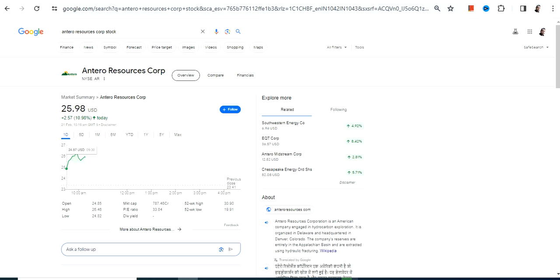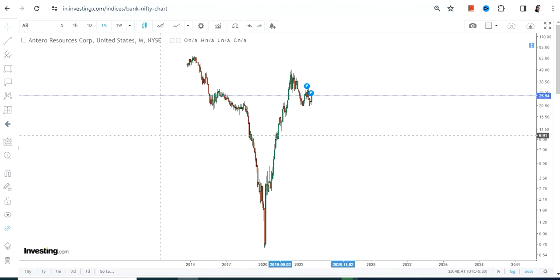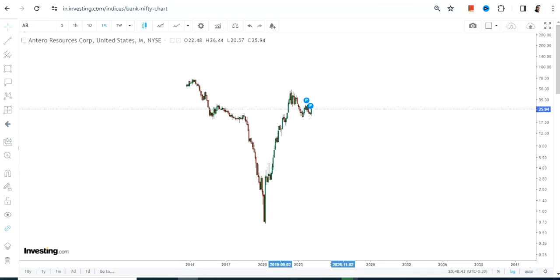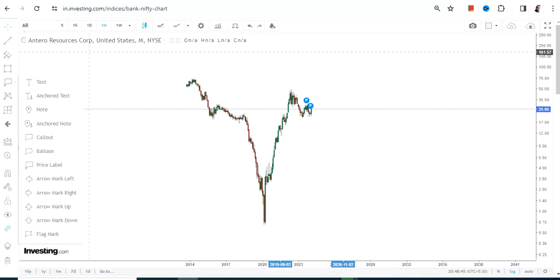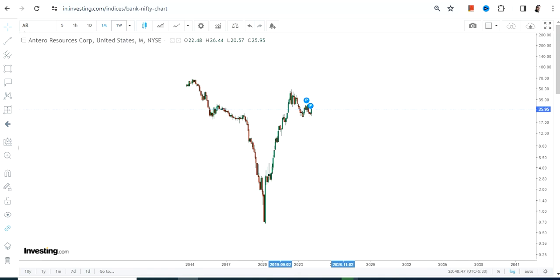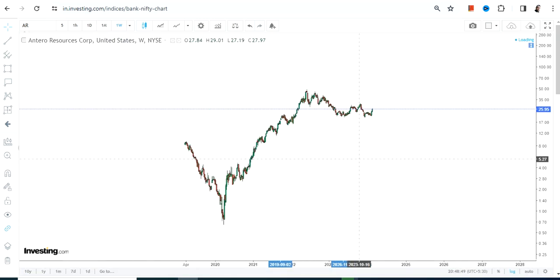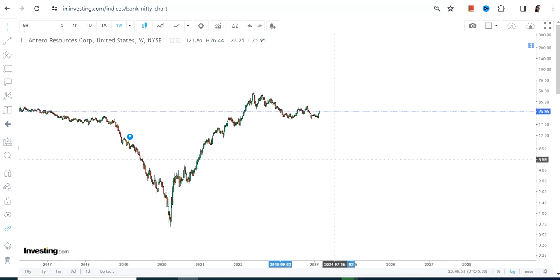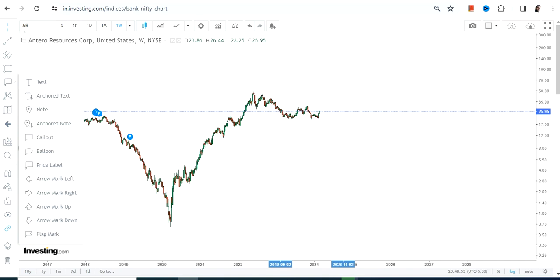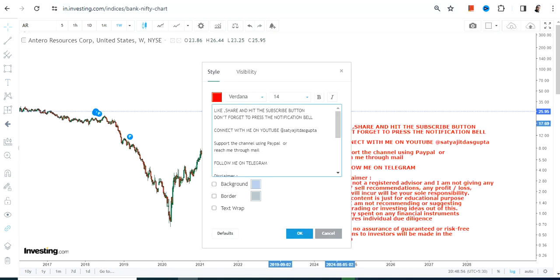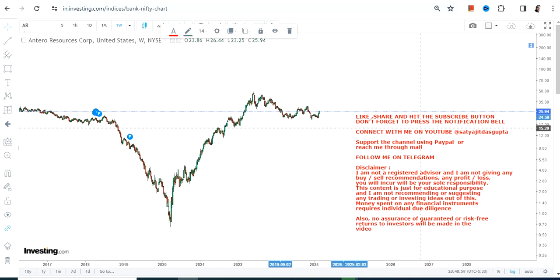So we're going to discuss Antero Resources Corp, or AR is the ticker symbol. Now when we look at the price chart, you can clearly see a consolidation going on right now. But this is a very strong uptrend which is continuing, and it will probably continue for the next couple of years as well.